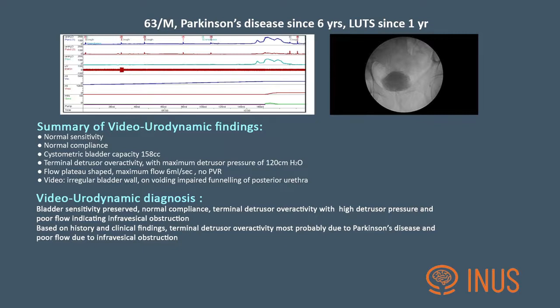In this 63-year-old patient with Parkinson's disease since 6 years, again, urgency and urge incontinence are due to cerebral detrusor overactivity. His poor flow, despite high detrusor pressure, is due to an infravesical obstruction, most probably due to the enlarged prostate.